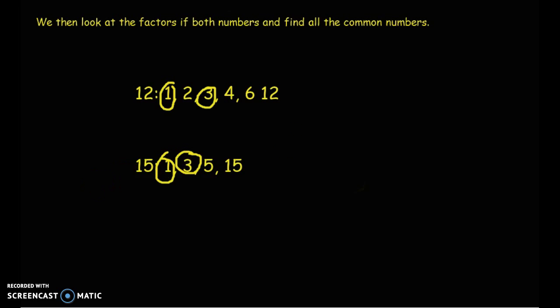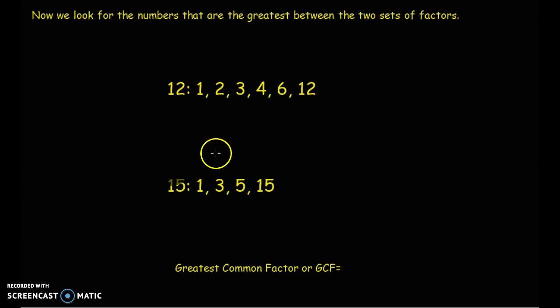Now we look at these two and we want to see which one is the greatest or the biggest. And here we see that 3 is the greater of the two numbers that are in common. So our GCF between 12 and 15 is 3.